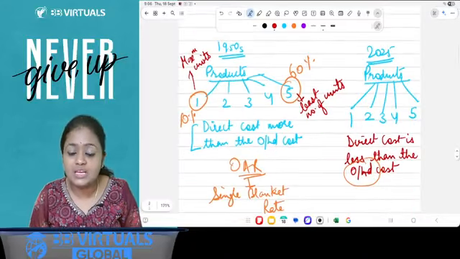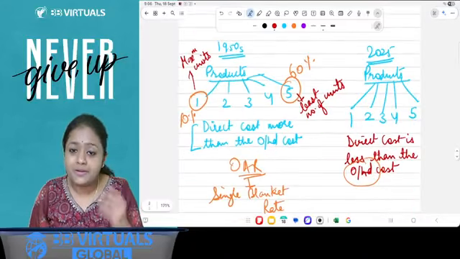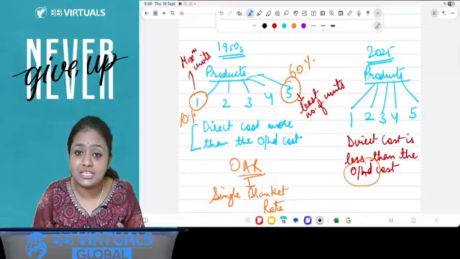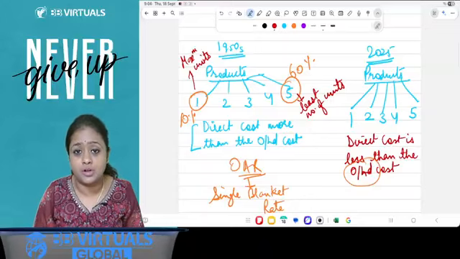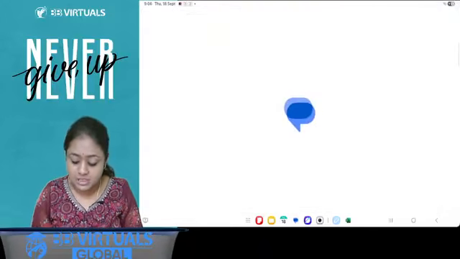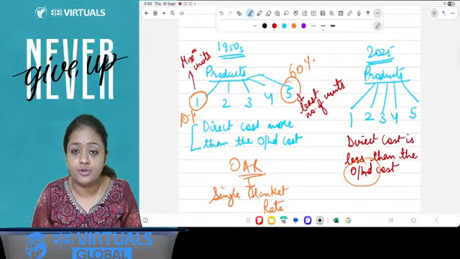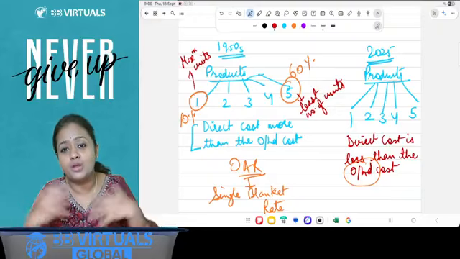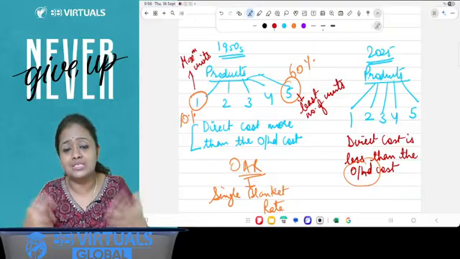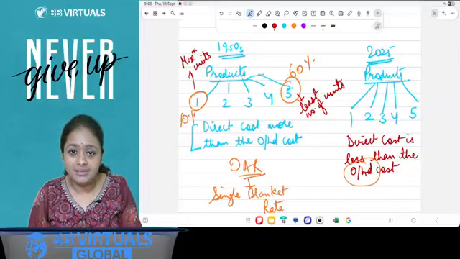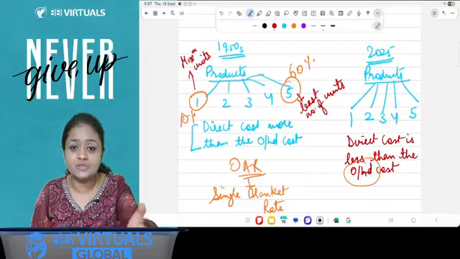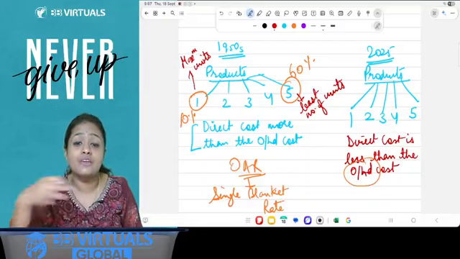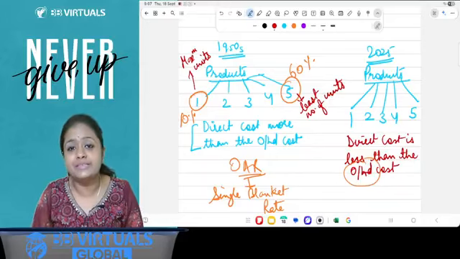No. You will say no, ma'am, because ideally the rental space is used only 10% by product 1, and just because it is manufacturing the maximum number of units, why should it bear the brunt of having all the cost allocated to it? It is facing the heat, it is facing the brunt, and that is very unfair. So to remove all this unfairness, we have ABC.